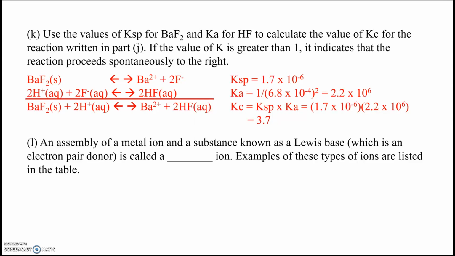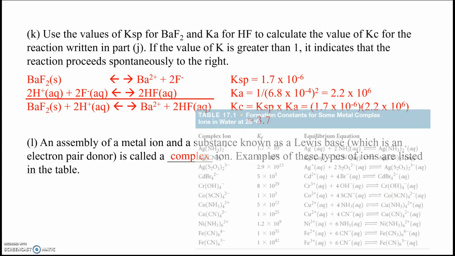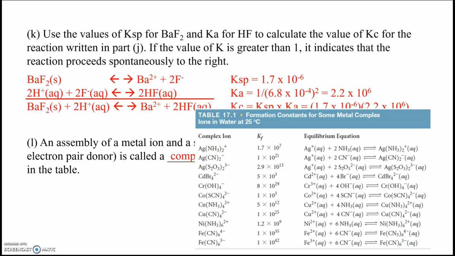All right, an assembly of a metal ion and a substance known as a Lewis base, which is an electron pair donor, is called a complex ion. And we've got a lot of examples. Of course, you don't have to memorize any of these. These are just examples of some of the complex ions that you could be given on the exam, but they will give you the data and ask you perhaps some questions about these.